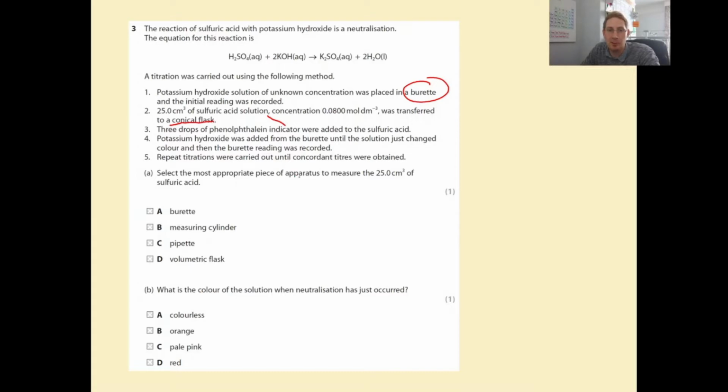What would be the most appropriate apparatus to measure the 25 centimetres cubed of sulfuric acid? Hopefully you would all have gone with the pipette. What is the colour of the solution when neutralization has just occurred?